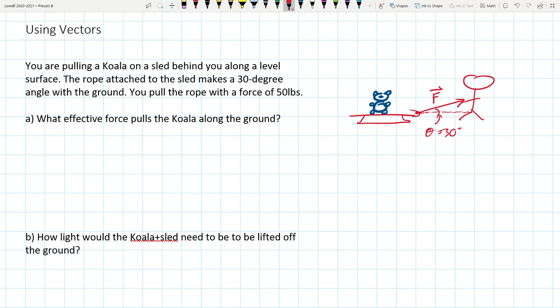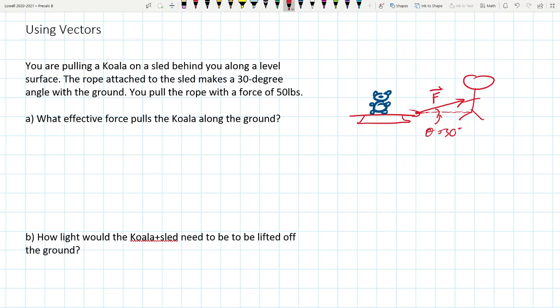Okay, so again, step 0 for any math problem, and super emphasized for a vector problem, is to draw the picture. You don't have to draw the koala, but you can just draw the vector, and that's fine. Okay, so what does this mean? Let's go back to the question. First question: what is the effective force pulling the koala along the ground? When I say effective, I'm really just asking what force is acting on the koala and making it move.